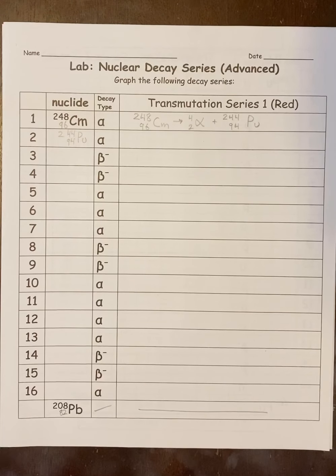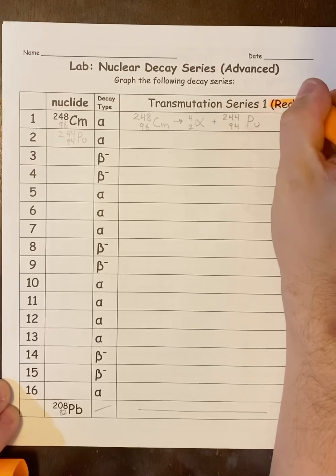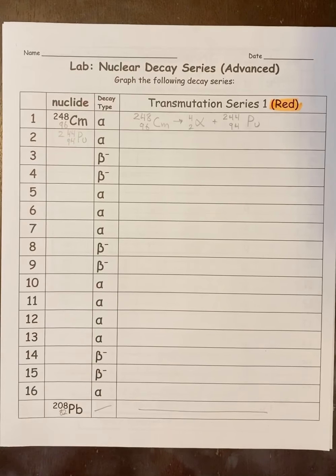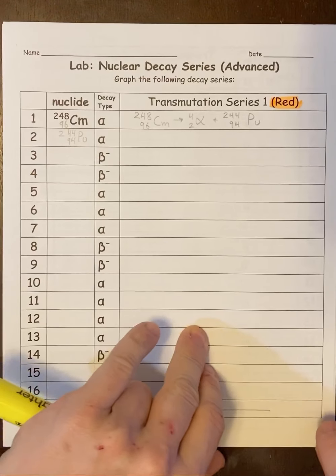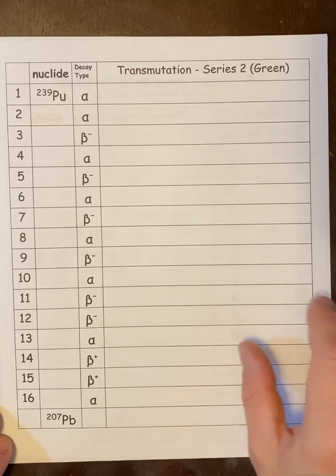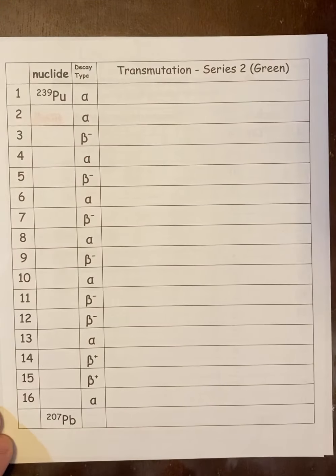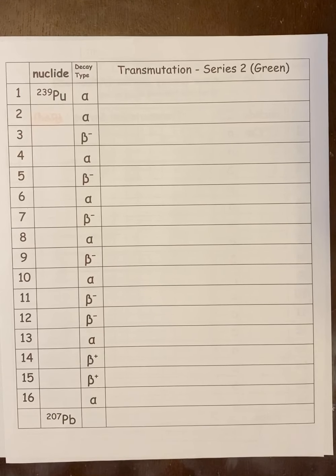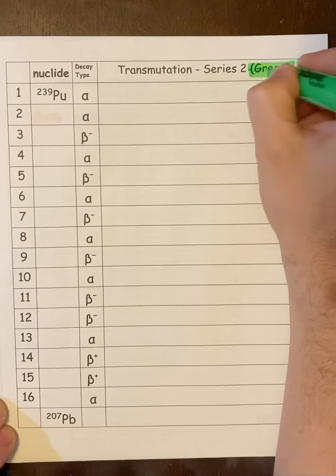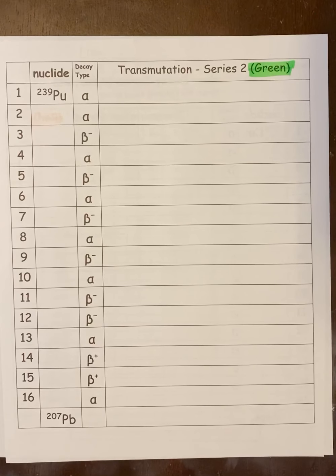Rather than on the last lab, you colored each individual segment a different color, whether it was alpha or beta. Here, you're going to make this entire sequence a red line, and make sure you label every point. If you don't label them, I won't take them. And then you're going to do this sequence, which is going to start with Pu and end at PB207, a slightly different one.